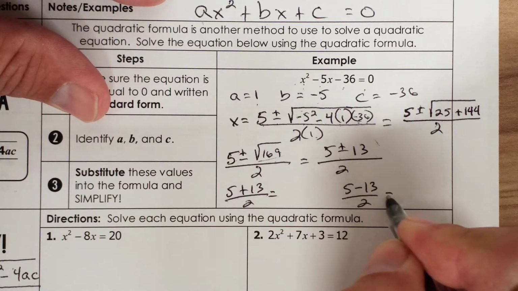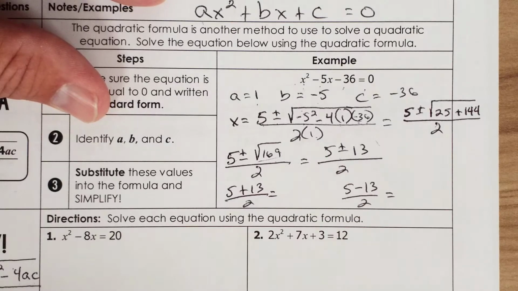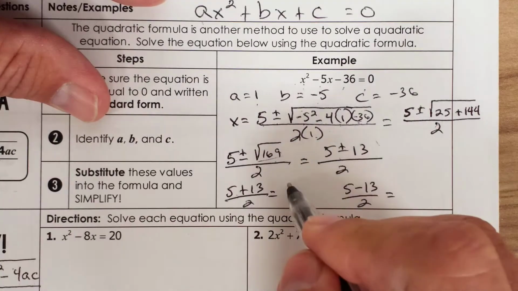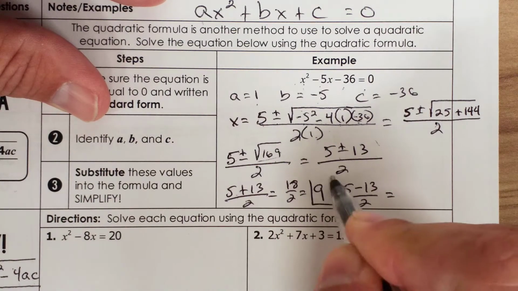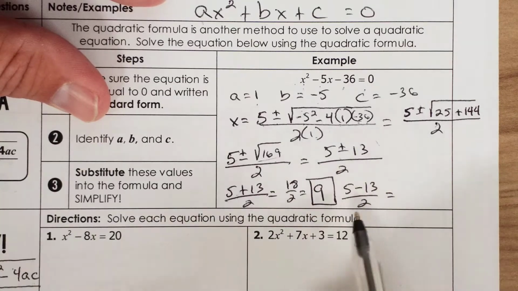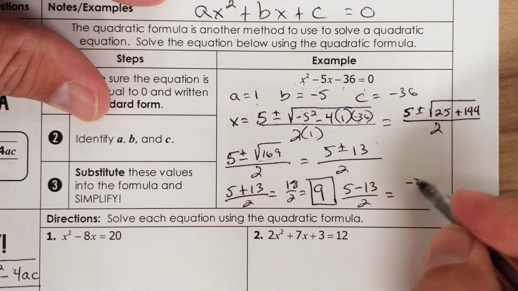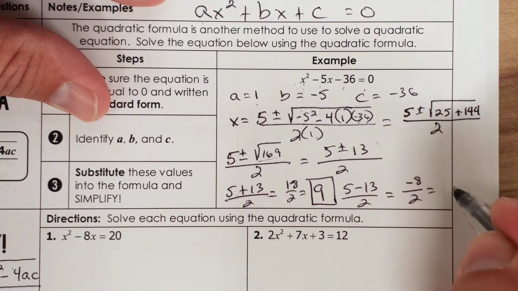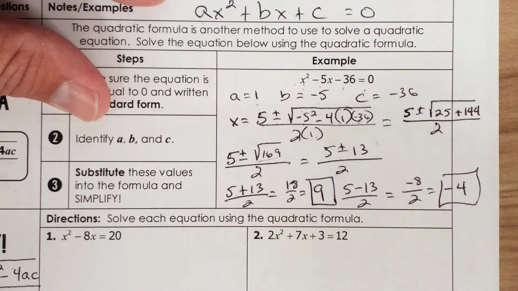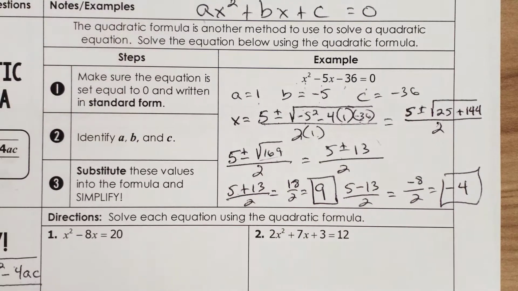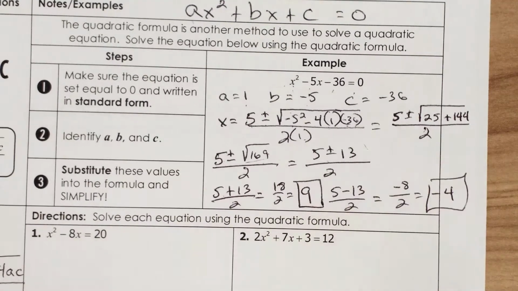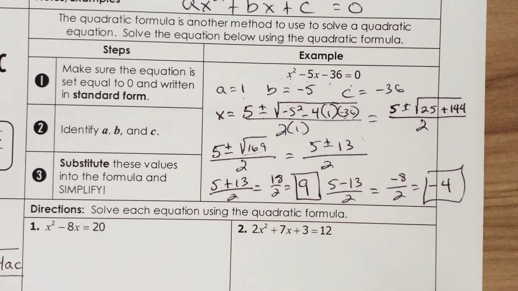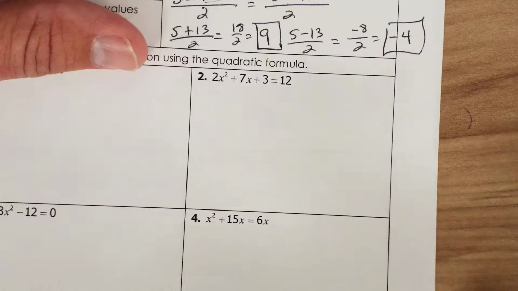And when you simplify both of these, this is going to give you both of your solutions. So 5 plus 13 is 18 over 2. 18 divided by 2 is 9. There's one of my solutions. 5 minus 13 is negative 8 over 2, which is negative 4. There's my other solution. 9 and negative 4. Quadratic formula. So let's just try one more here.